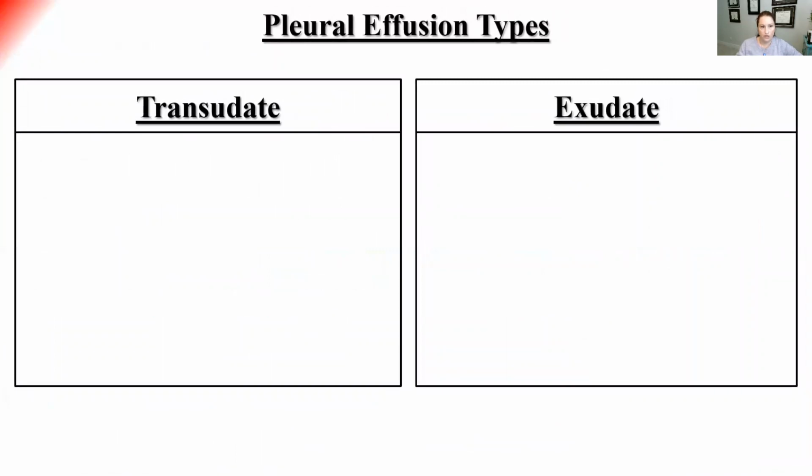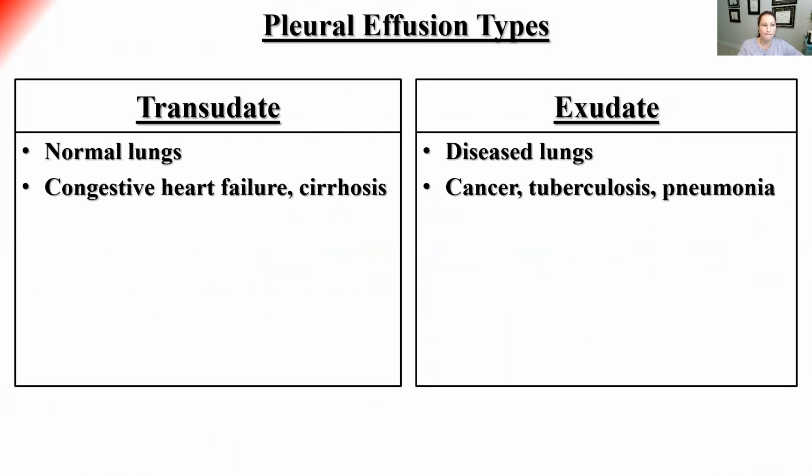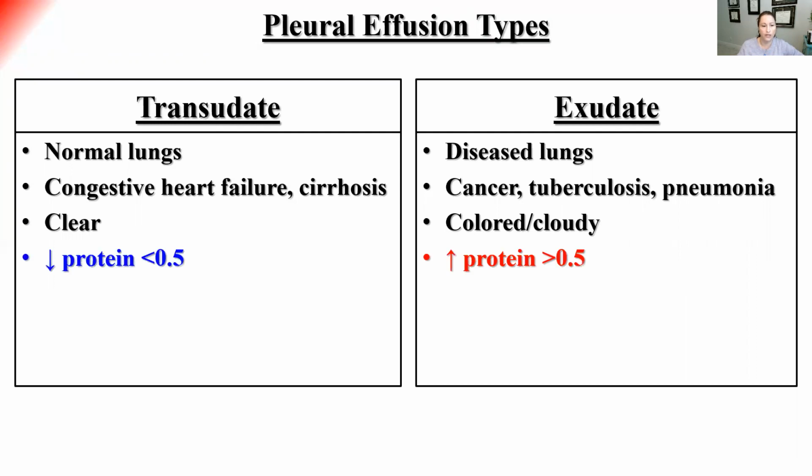This is very important. We talked about Light's criteria, how we differentiate transudate from exudate. So remember, transudate is normal lungs, exudate is diseased lungs. Congestive heart failure and cirrhosis are the most common causes of transudate, whereas cancer, tuberculosis, and pneumonia are the most common causes of exudate. Transudate tends to be clear, exudate is more colored or cloudy.